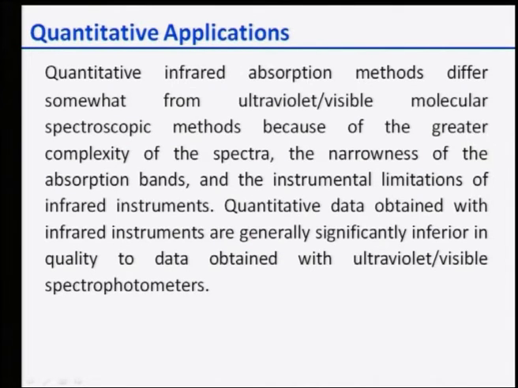Well, now as I said in the last lecture also, infrared spectroscopy in FTIR can also be used to do quantitative analysis. What quantitative analysis can one do? Quantitative analysis in this case differs extensively from UV-visible molecular spectroscopy methods because of the complexity of the spectra. In some cases, as you have seen, the bands of the spectra are very, very narrow. Also, the quantitative data obtained from the instruments is generally of significantly inferior quality than the UV-visible spectrometer. Therefore, normally we do not do much quantification using this.